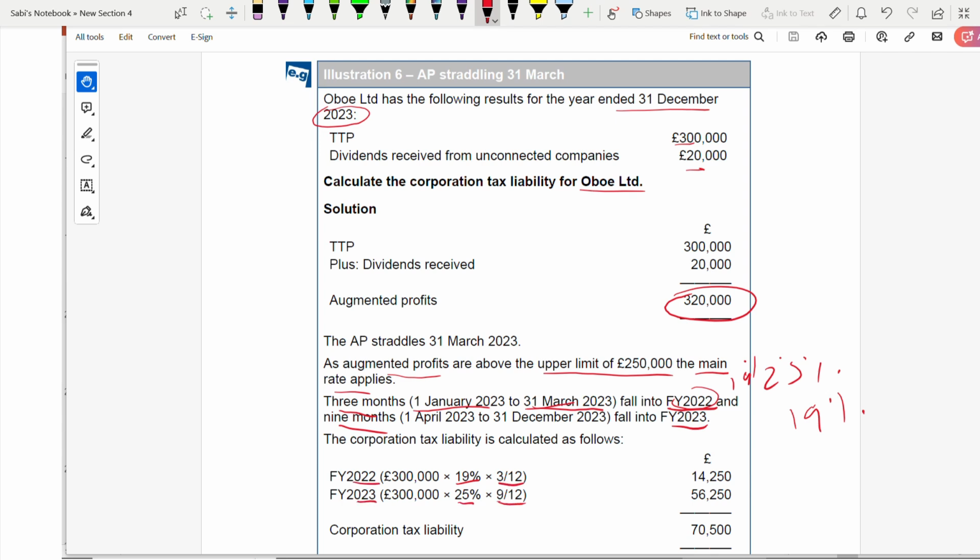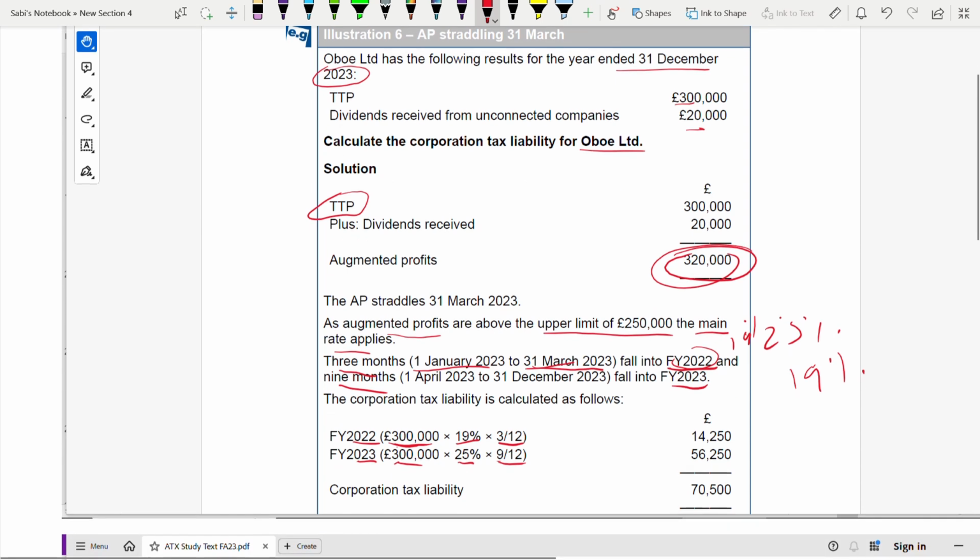Take the months and the TTP of 300,000, not the augmented profit. Don't take augmented profit here. Remember, corporation tax is always on TTP, not augmented profit. Augmented profit we need for the limits, to see whether we get the marginal relief or not. So you add and you get the corporation tax liability. You have to add separately like this. You can't take 1% and apply it to the whole TTP, because the first 3 months fall in the financial year 2022, the last 9 months fall in the financial year 2023, and the rates are different. If the rates were the same, there would have been no issue, but the rates are different.